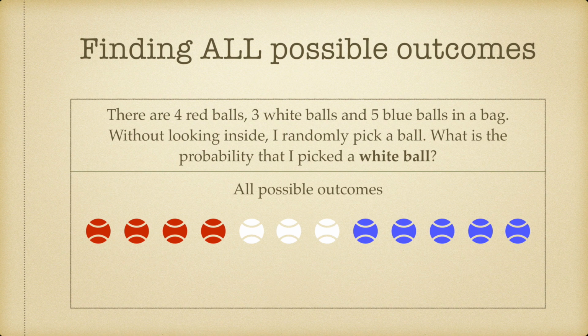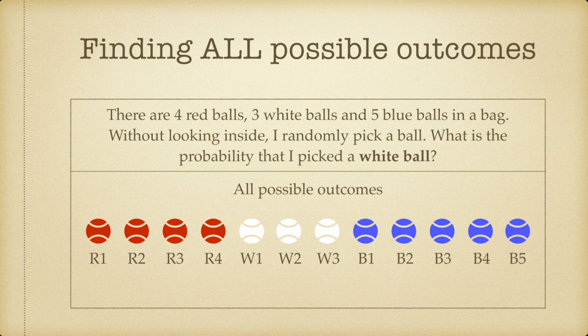One way to think about that is, let's visualize and let's name each of the balls individually. For all the red balls, we'll prefix them by the letter R. So we have R1, R2, R3, R4. These are our 4 red balls. Similarly, for the white balls, we'll prefix them by the letter W, W for white. So we have W1, W2, W3. And finally, the blue balls will be B1, B2, B3, B4, and B5.